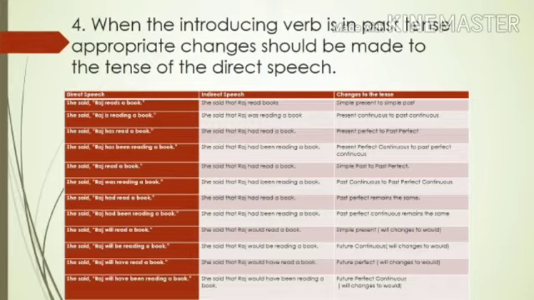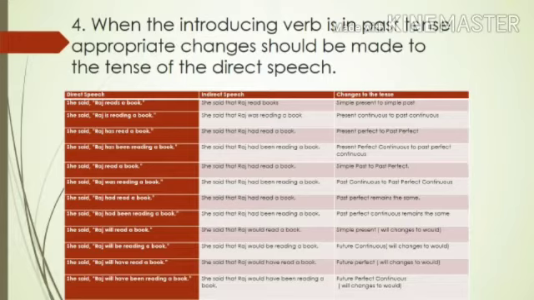She said, "Raj read a book." She said that Raj had read a book. Simple past to past perfect. She said, "Raj was reading a book." She said Raj had been reading a book. Past continuous to past perfect continuous. She said, "Raj had read a book." She said that Raj had read a book. Past perfect remains the same. She said, "Raj had been reading a book." She said that Raj had been reading a book. Past perfect continuous remains the same.